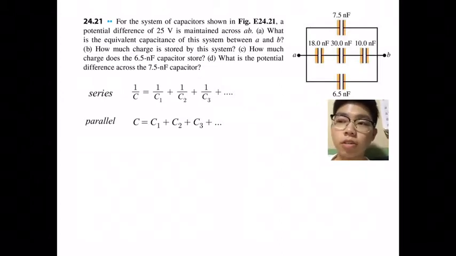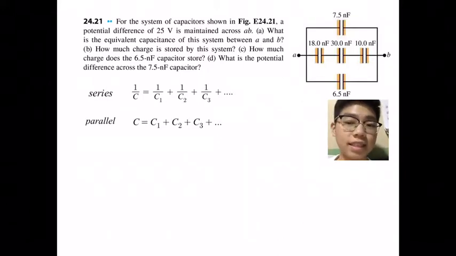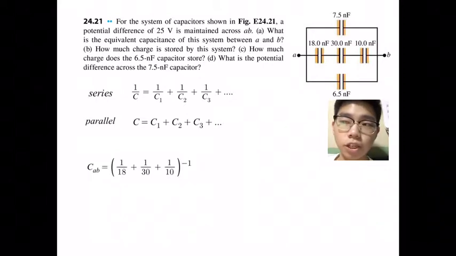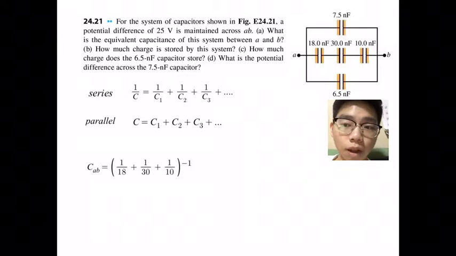So first, let us look into the capacitance between A and B. Based on the figure, we can see that this is a straight line and there are no forks in the circuit, so we can already predict that this is a series circuit. We'll be using the first equation. To get the total capacitance, all we need to do is get the inverse of the summation of the reciprocals of the individual capacitances. So we'll get 1 over 18 plus 1 over 30 plus 1 over 10, raised to negative 1. For the capacitance from A to B, we end up with an answer of 5.25 nF.